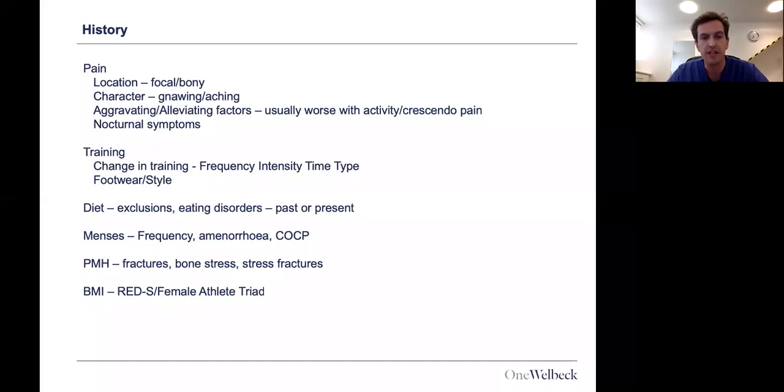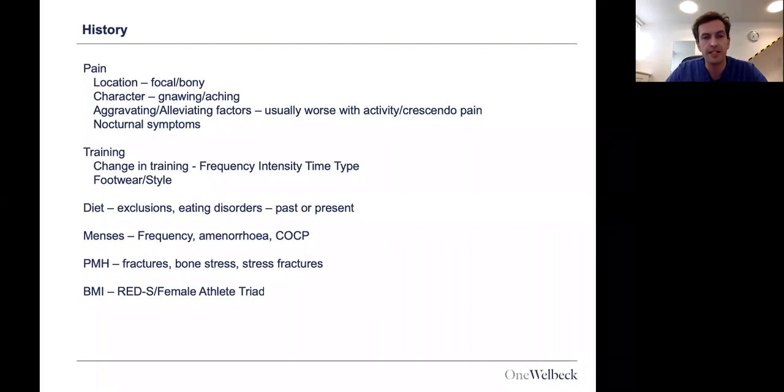So have they changed the frequency, so the number of training sessions per week, the intensity, the overall time, or the type of training? Have they gone from training on grass or sand to a harder surface such as roads, which is going to potentially precipitate an increase in load? We're also going to ask about footwear. Basically, the crux of it is what has changed in their training, in their day-to-day activity, which could have brought on a bone stress injury.